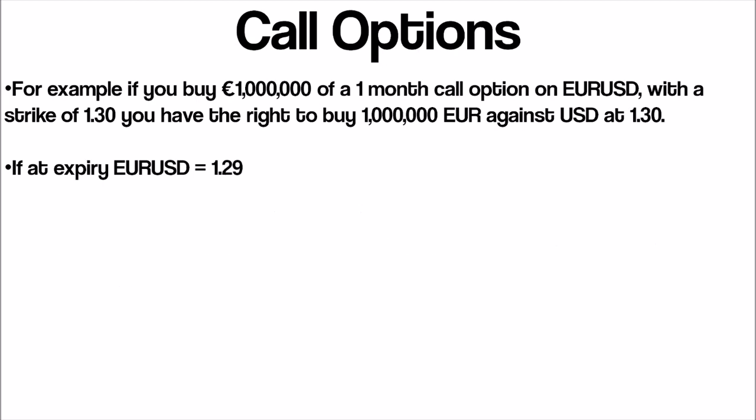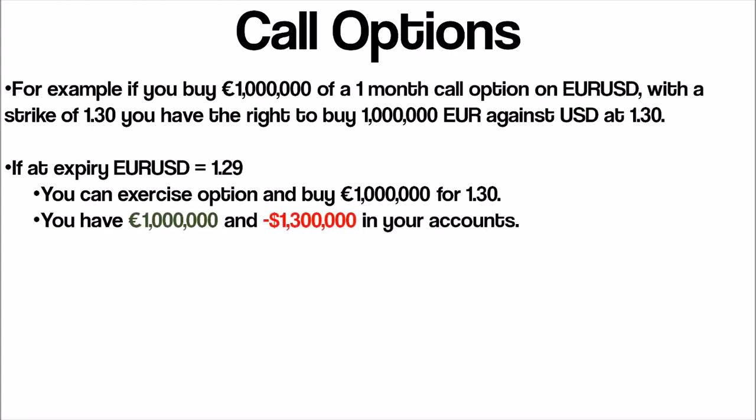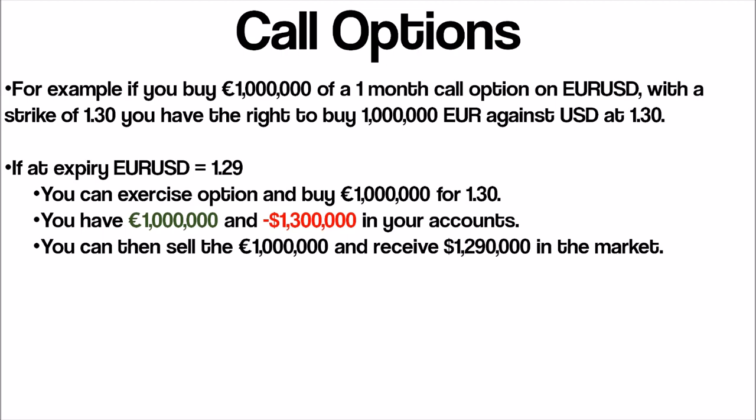Okay, now let's consider the case where euro-dollar has gone down since we bought the option, and it's gone down to 1.29. As before, we can exercise this option and we can buy 1 million euros against dollars at the exchange rate of 1.3 as per the terms of the contract. So as before, we'll have 1 million euros in our euro account and we'll be overdrawn $1.3 million in our dollar account. We can then sell the 1 million euros in the market, and in this case we'll only receive $1.29 million from this trade. So when we flatten out our bank accounts, we'll end up with a $10,000 loss.